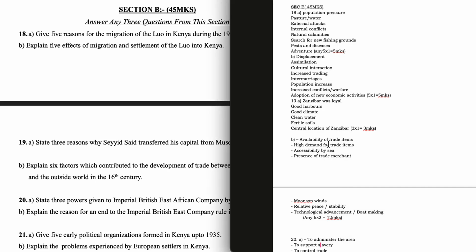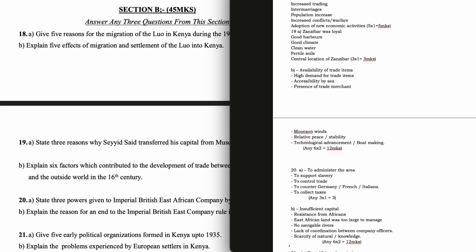There was availability of trade items, high demand for trade items, accessibility by sea, presence of trade merchants, monsoon winds, relative peace, so you can just call it stability, technological advancement, for example, the boat making.